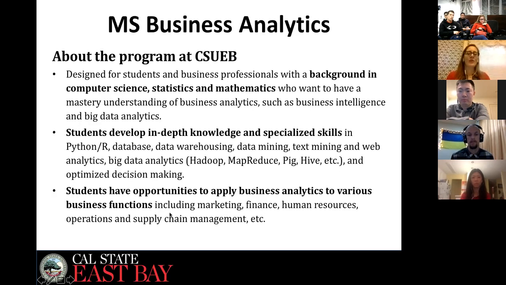So just an overview of the program at Cal State East Bay. It is designed for students and professionals with a little bit of background, at least, in computer science, statistics, and mathematics, as Dr. Wu mentioned, and also for those that are wanting to develop that in-depth knowledge, like how Meng mentioned, of Python and other specialized skills. And then it gives you an opportunity to apply business analytics to various business functions. So it's a really interesting degree because you can use it in all sorts of companies and fields. It's very, very diverse in its applications.